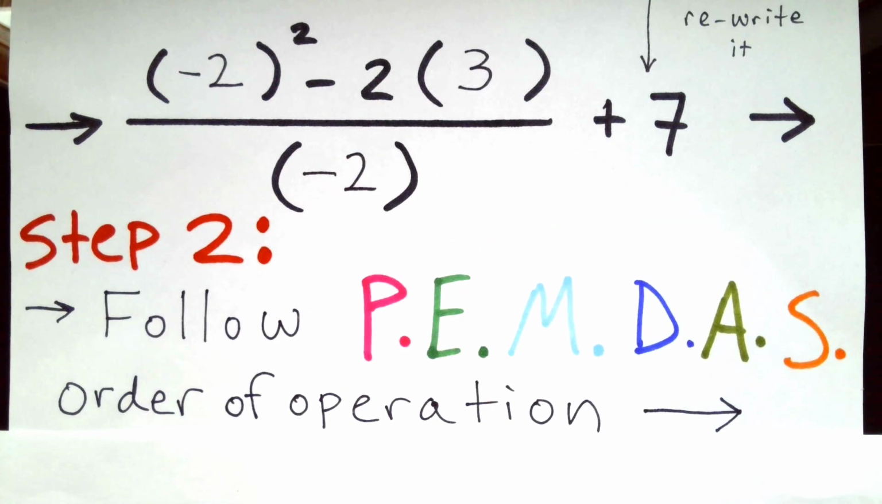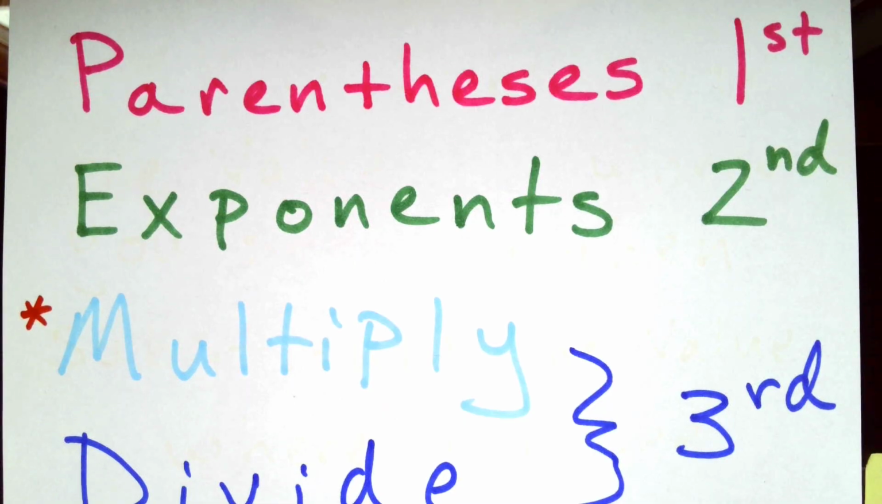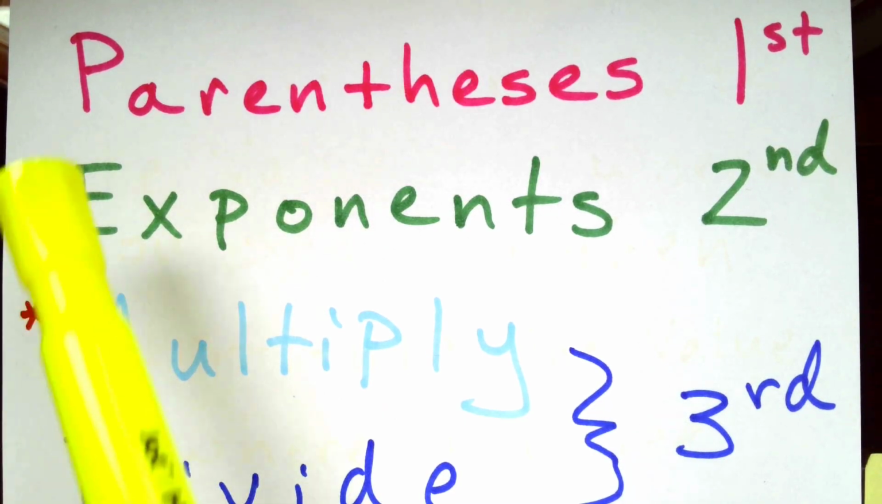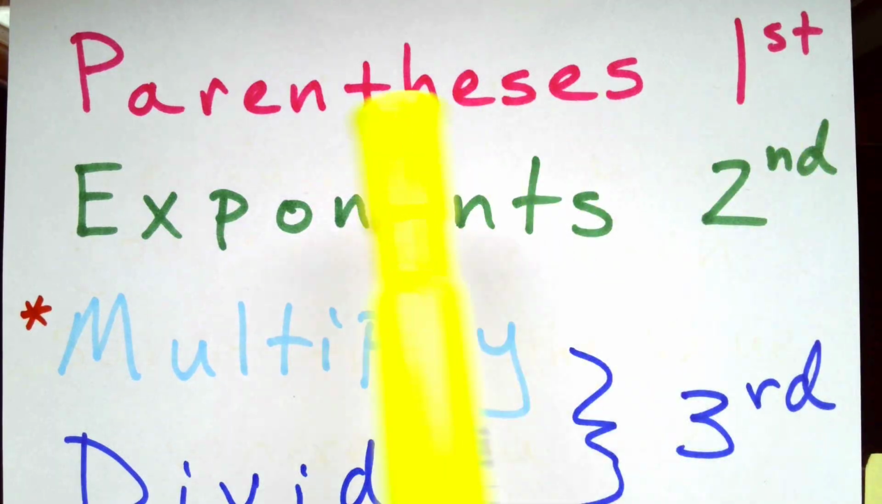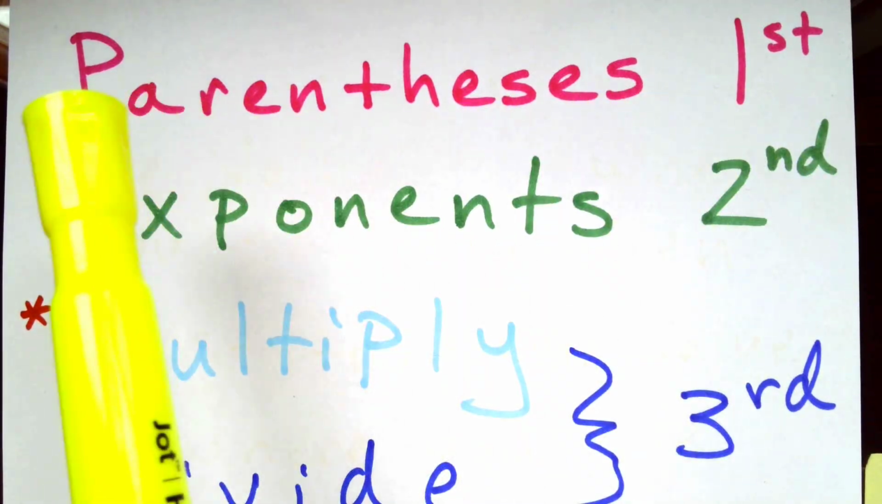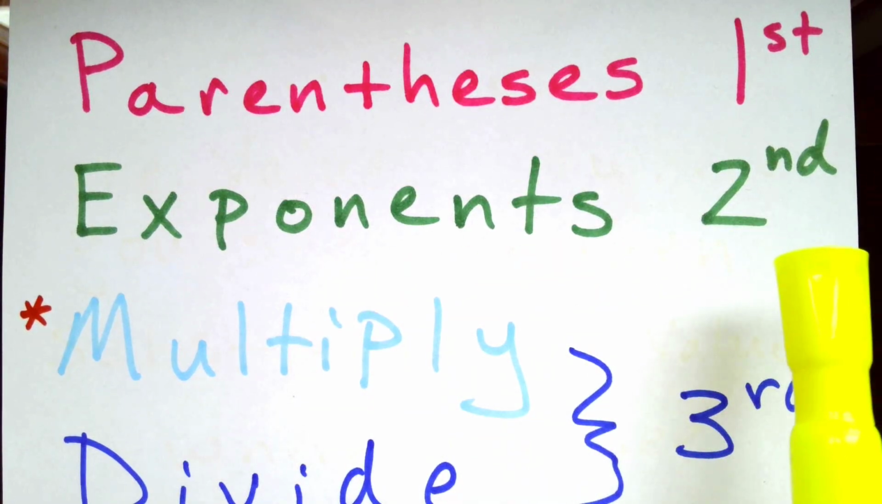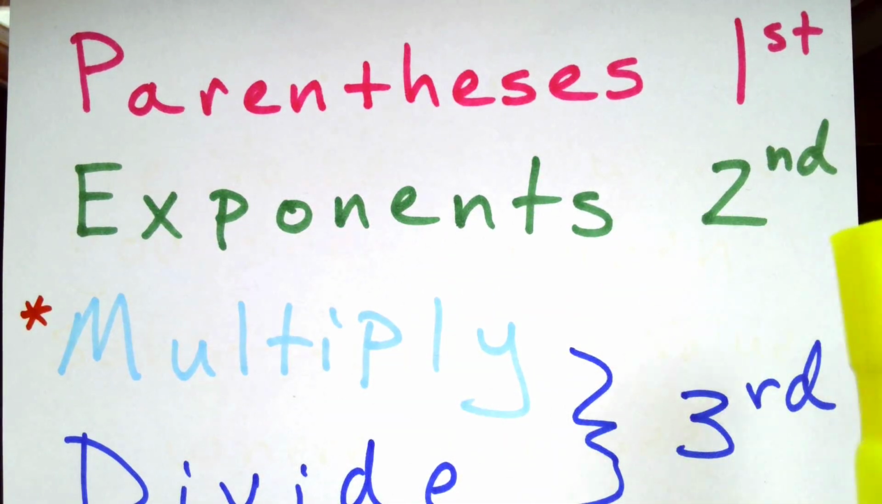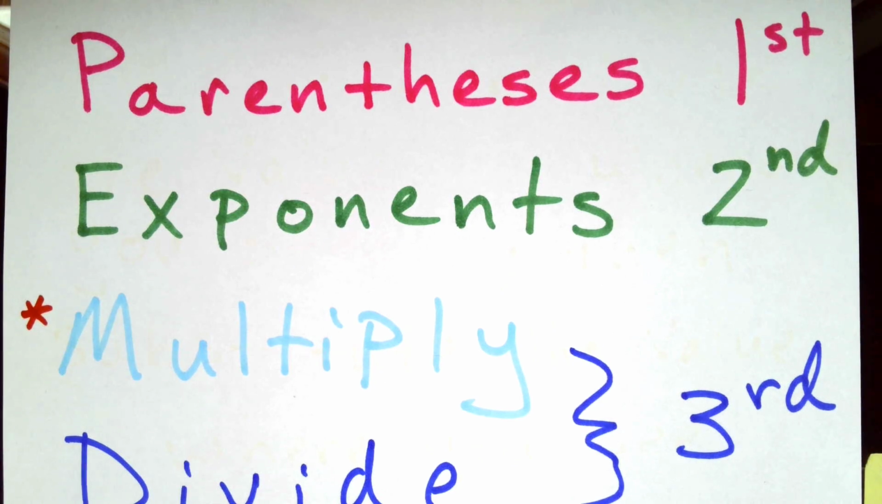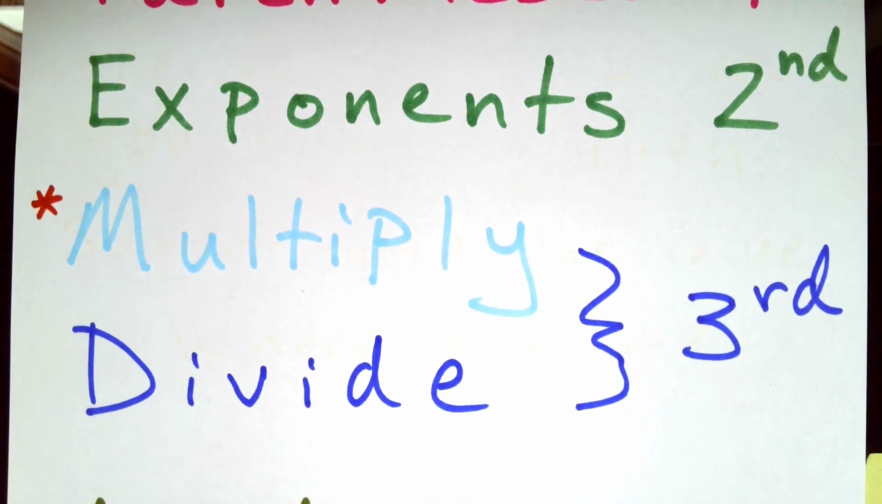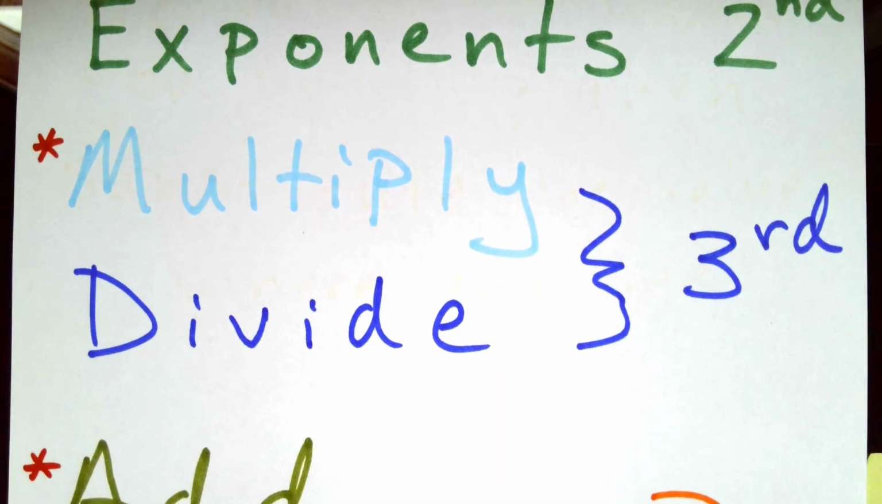All right, for step number 2, you're going to follow PEMDAS, the order of operations. Working with the order of operations, we have parentheses first. So you want to try to simplify everything inside the parentheses. Second would be your exponents. Simplify the exponents second. Third, you want to multiply or divide.